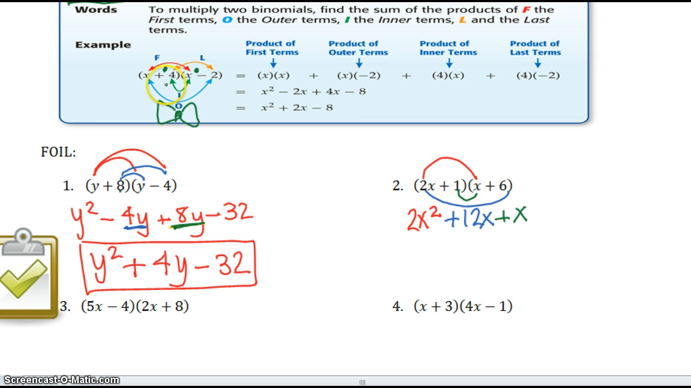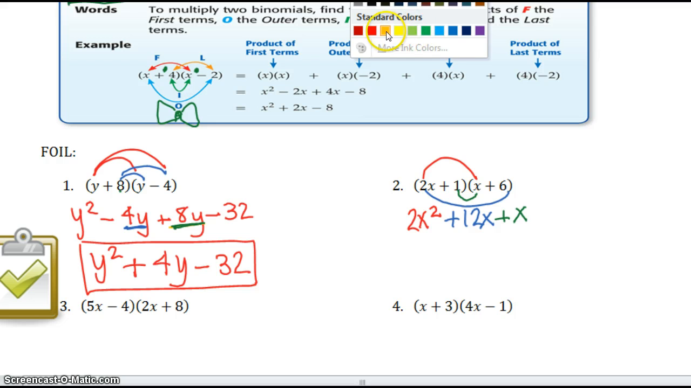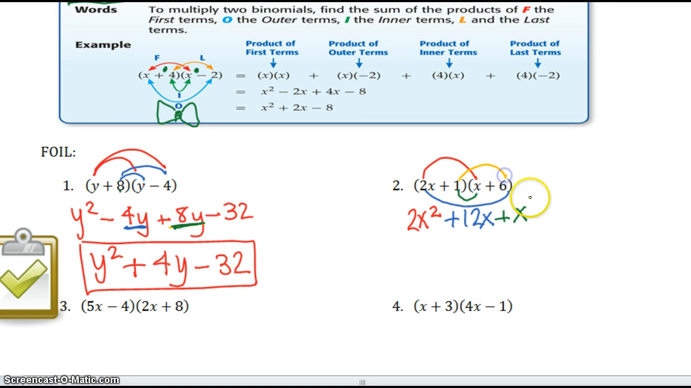And then my last is in yellow. Let me pick a yellow. 1 times 6 is going to be 6. So I've made a little man here, and I have followed the FOIL method. So first, I did 2x times x. Outside was in blue, inside was in green, and then last was in yellow. And basically, I'm doing the distributive property, 2x times x, 2x times 6. And then I did the distributive property with 1 times x, and 1 times 6.